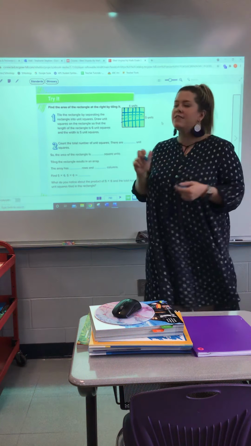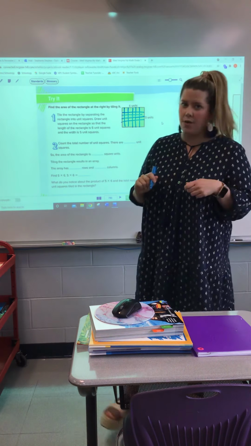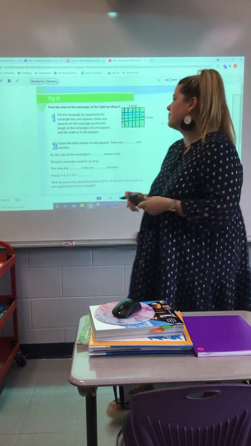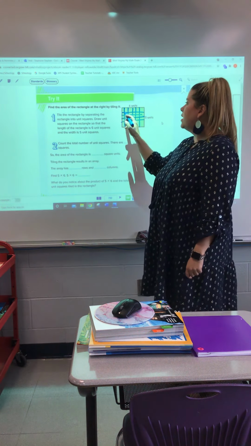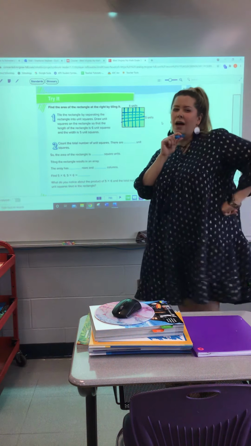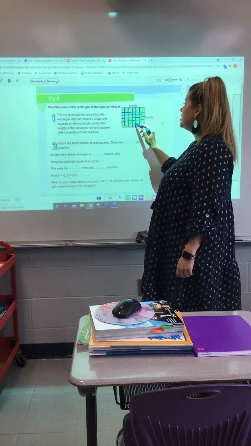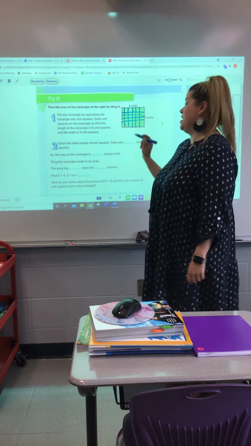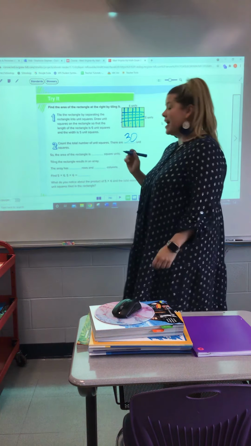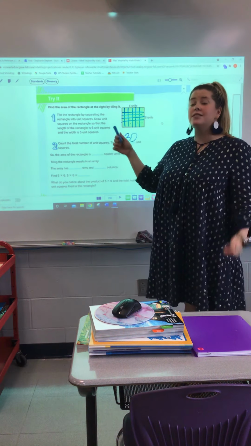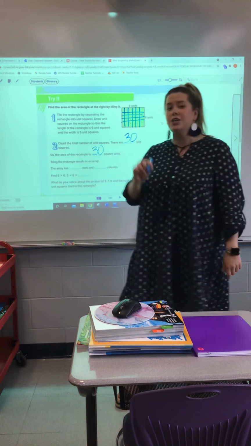Good, and don't worry if it's not exactly perfect. As long as you're able to see and count all the squares, that's the most important thing. So count the total number of unit squares. 1, 2, 3, 4, 5. Oh, hey, I can count by 5s. That's easier. 5, 10, 15, 20, 25, 30. So that means there are 30 unit squares. Okay, if there's 30 unit squares, then that means the area is 30 square units.